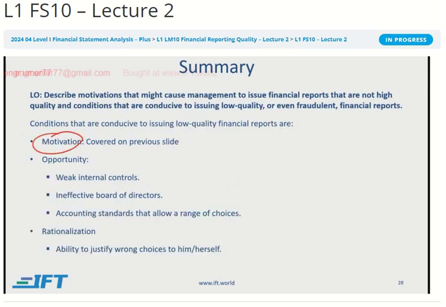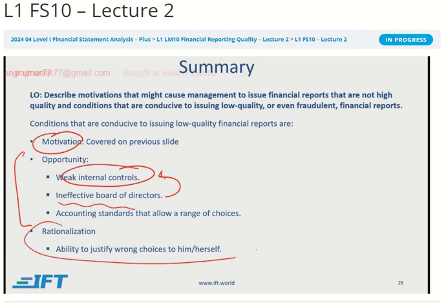So all these motivations we have discussed, but they will only be able to do that if the opportunity is there, right? And opportunity is going to be there if the board of directors is ineffective, and therefore the internal controls are ineffective. And of course, rationalization is something we discussed, that how do they justify it to themselves, that why am I doing this, right?